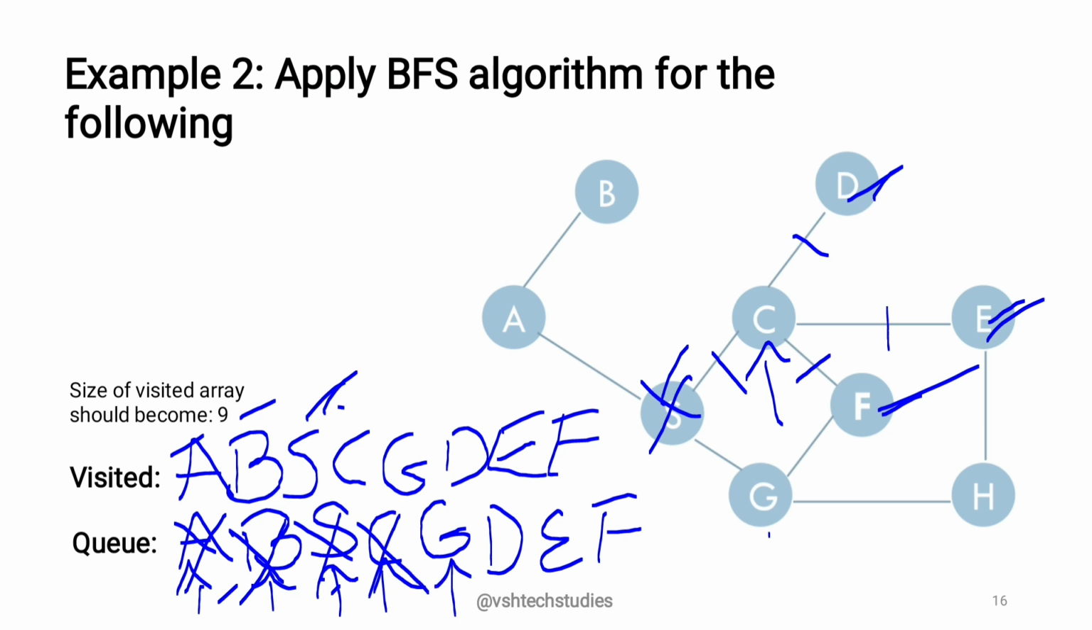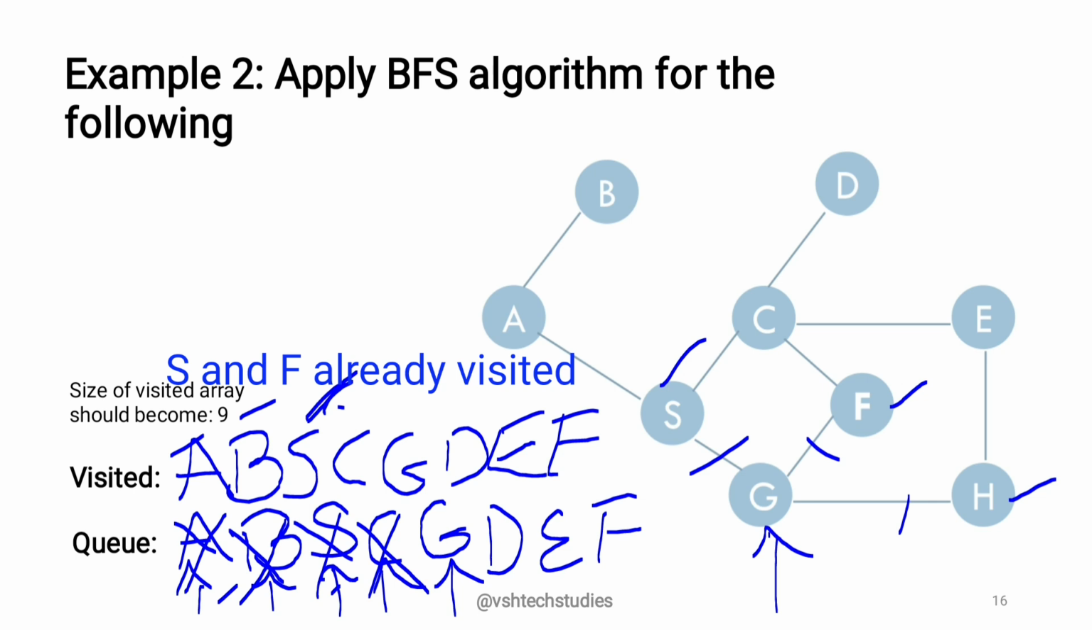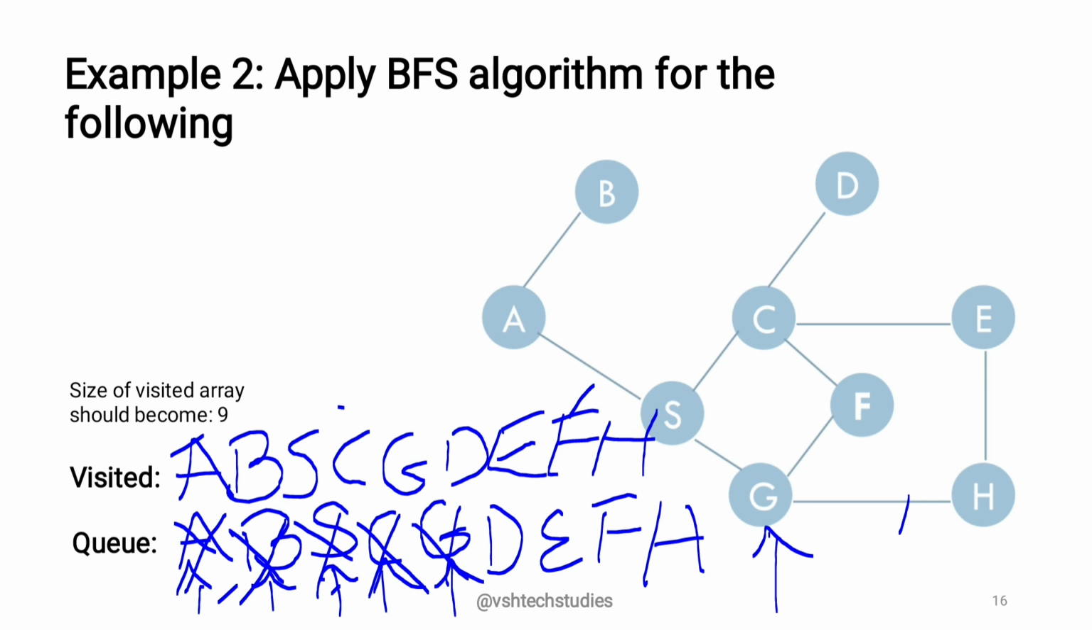The next front of the queue is G, meaning G's neighbors are to be considered next. Considering G now, the neighbors through links are S, F, and H. Out of that, S is already covered, F is already covered, and the remaining one is H. So H is the non-visited neighbor that is put into the visited array. Then to consider its neighbors next, it is also put into the queue. Now with G the procedure is over.